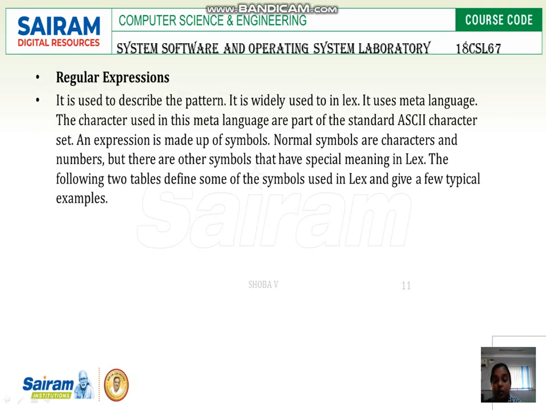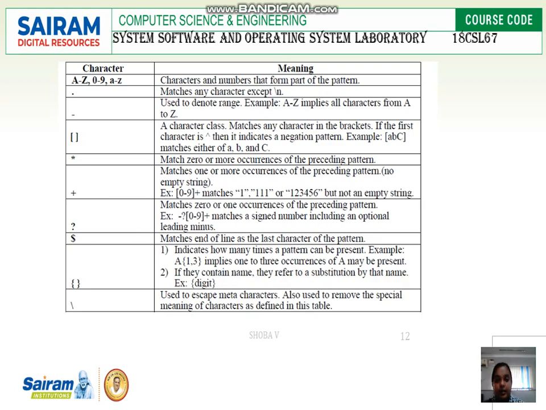And this is the regular expression, which we apply in the rule section. It is used to describe the pattern and is widely used in Lex, and it uses a meta language. The characters used in the meta language are part of the standard ASCII character set, and are made up of symbols, normal characters and numbers. They have a special meaning in Lex. Typical examples are characters A to Z, 0 to 9, and small a to z, and each has its own meaning.